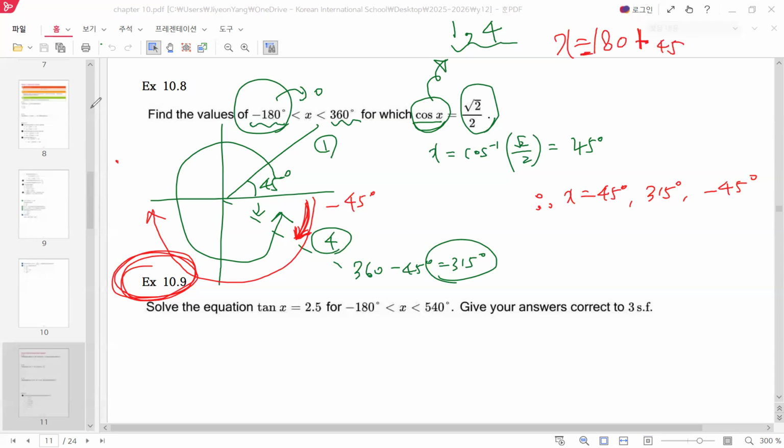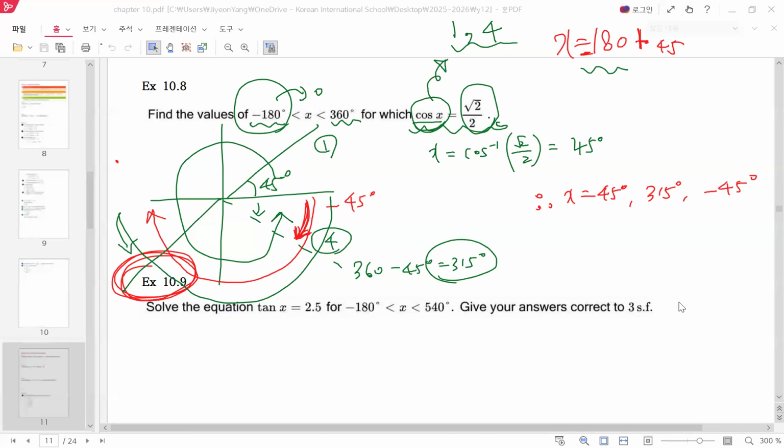Let's see. If the angle is negative 180 plus 45, it means that negative 180 plus 45 degrees, right? It is located in the third quadrant. In the third quadrant, the value of cosine is positive or negative? Negative. So this is not the case. Yes, Angus, what's your question?